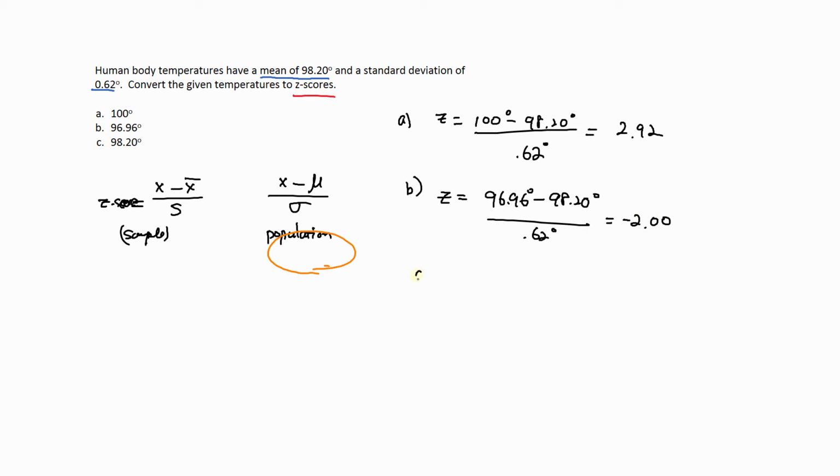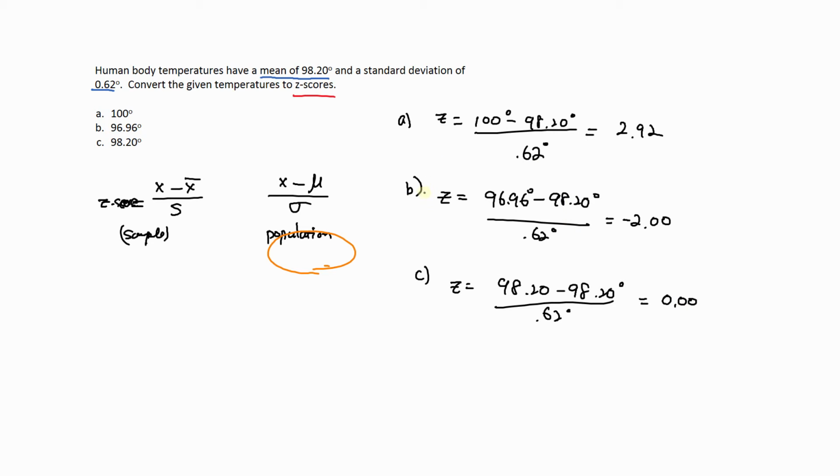And finally, 98.20. Well, notice that it's the same as the mean. So the top will be 0 and the z-score is basically 0.